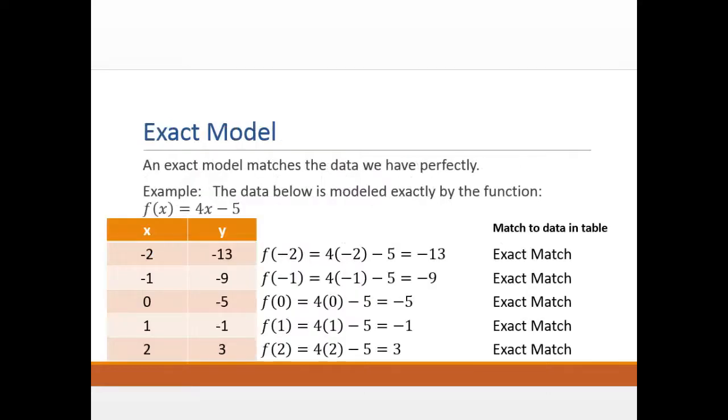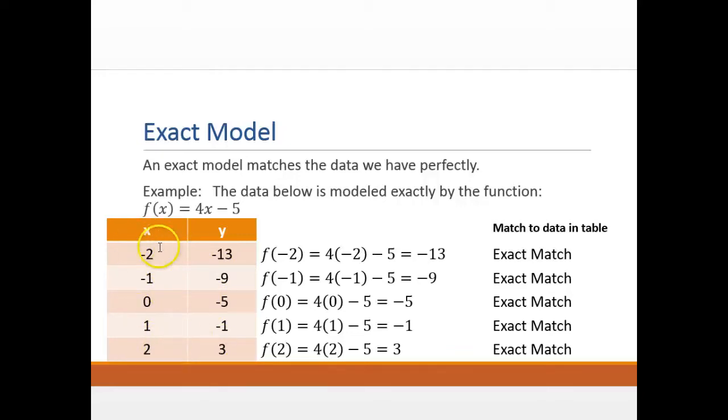Now there's two types of models we're going to look at. The first one's an exact model. An exact model is basically where all our data points match the function that we're given for the model. Here's an example of a linear function, f of x equals 4x minus 5. The data points we're given are (-2, -13), (-1, -9), (0, -5), (1, -1), and (2, 3). The x, this is our domain, all our inputs.